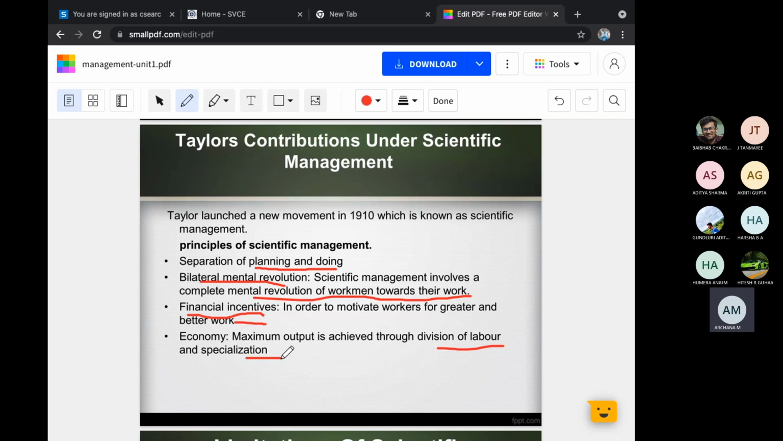According to Taylor, first do the planning. Planning is separate from organizing and other things. Planning is entirely different from doing the task. Next, don't pressurize the employees who are there in the company. Next, give good incentives to the people in the company. And then follow division of labor in the company. If you follow all these scientific approaches, you will get good output, he told. These are the main things he gave in 1910.